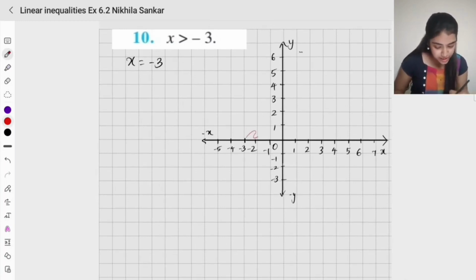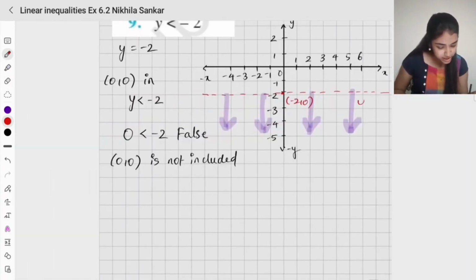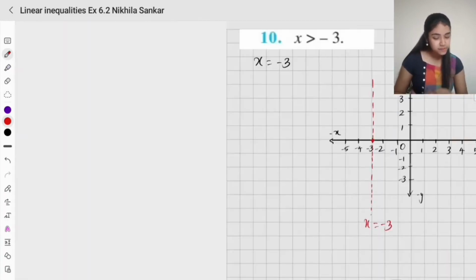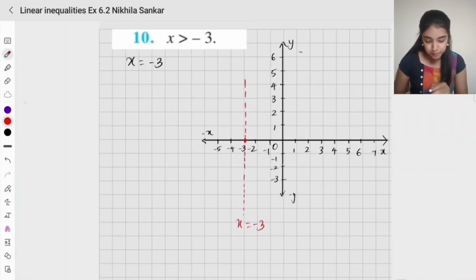x equals minus 3. So it is going to be this particular point and I have to draw a dotted line. Thick line வரையக்கூடாது because there is strict inequality. Okay. So this is going to be x is equal to minus 3. போன questionல this is y is equal to minus 2. Okay, அதையும் எழுதிருங்க. x is equal to minus 3.